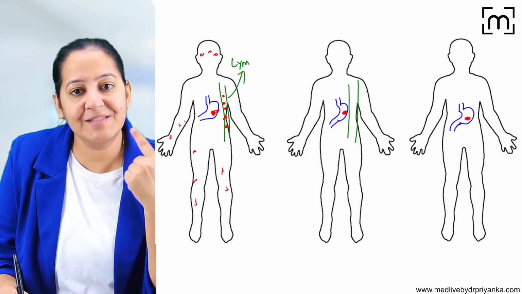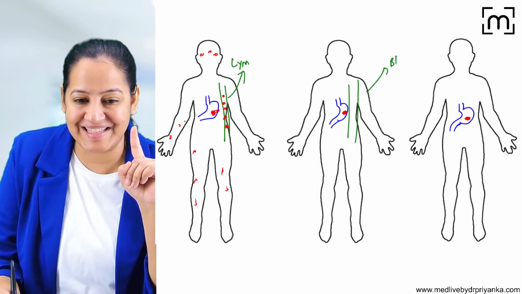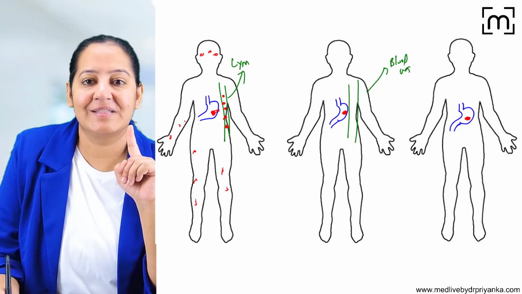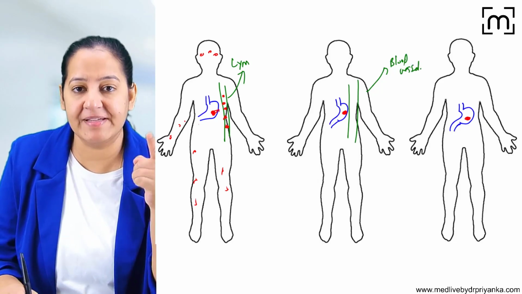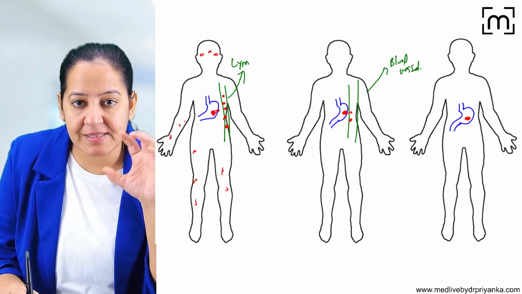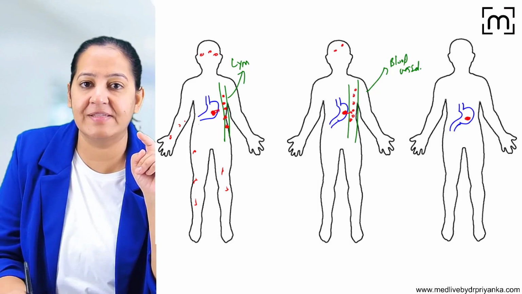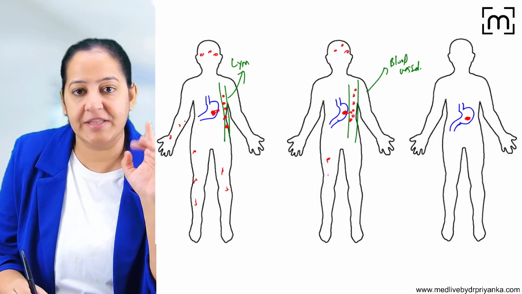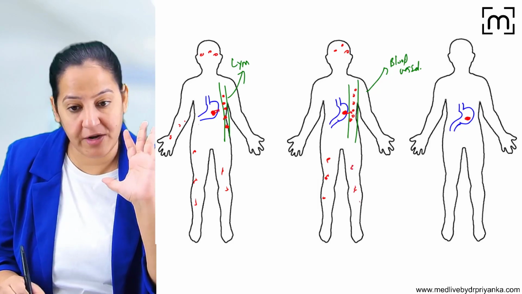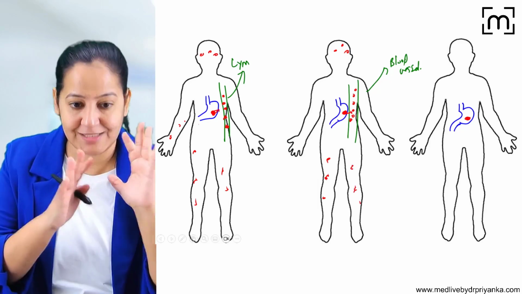Sometimes instead of a lymphatic vessel, it is a blood vessel. The rest is the same. Here some of the tumor cells are loosening and entering the blood vessel and forming multiple secondaries in various organs and showing metastasis. So this is blood spread or hematogenous spread. So here, lymphatic spread, blood spread.